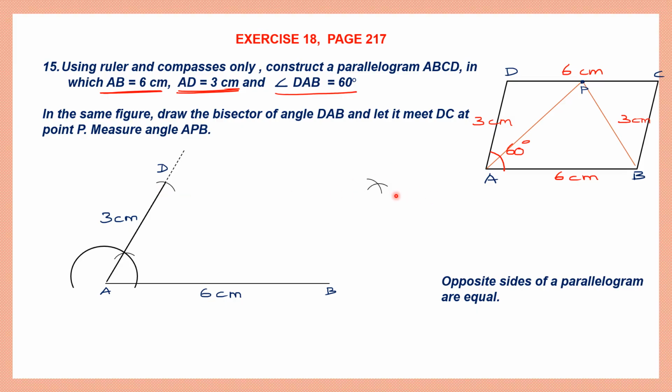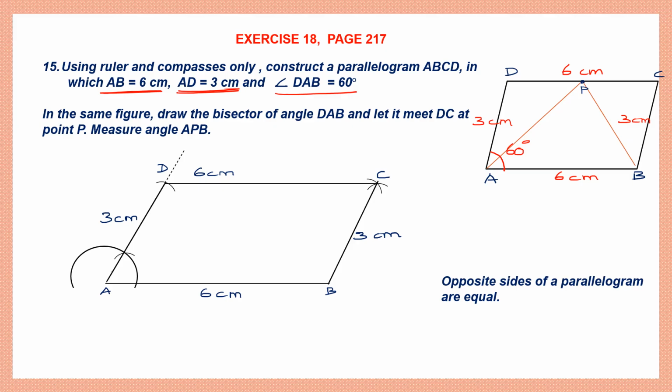Now can you see both the arcs have intersected at a point and that is point C. So this is point C. Now we can join BC and CD. So let's do that. So we have joined BC and BC is 3 centimeters. Now we can join CD and CD is 6 centimeters. So now we have got our parallelogram.